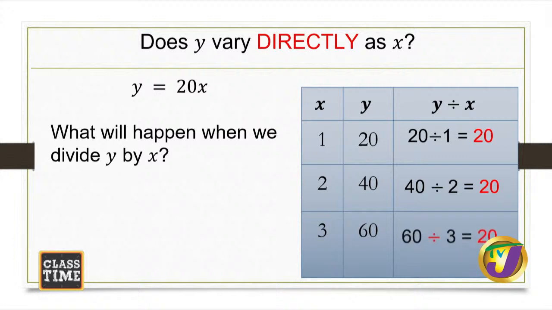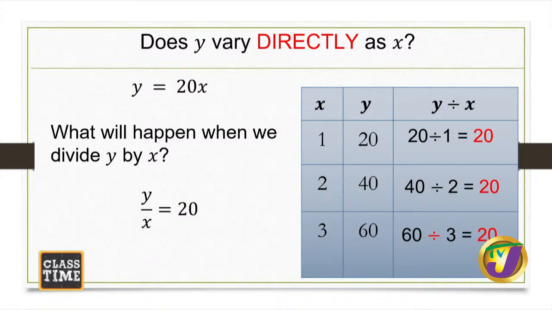Of course, that's exactly what we got. This is very interesting. Can you imagine? The y values are changing, the x values are changing, but every time we divide y by x, we're getting that constant of 20. This is very important.